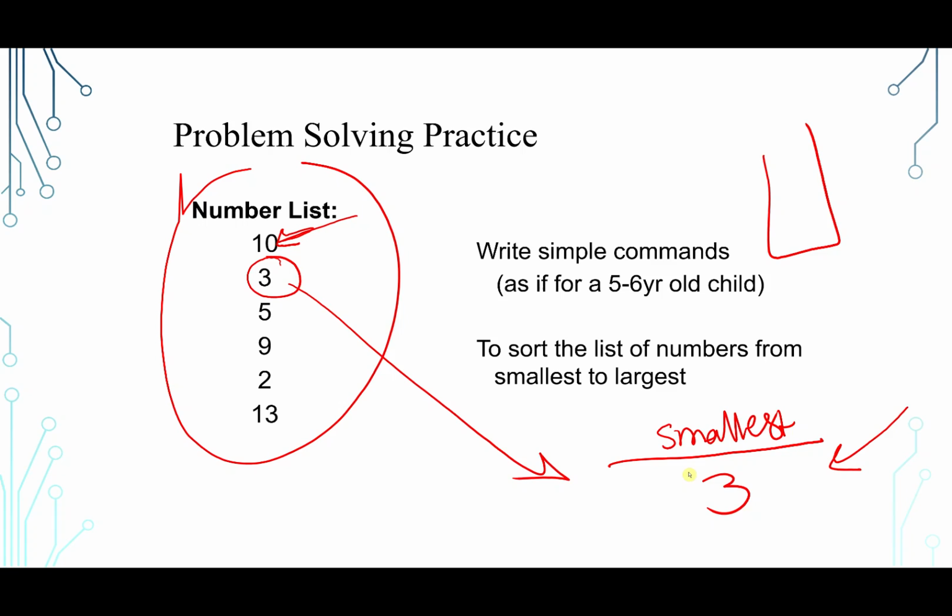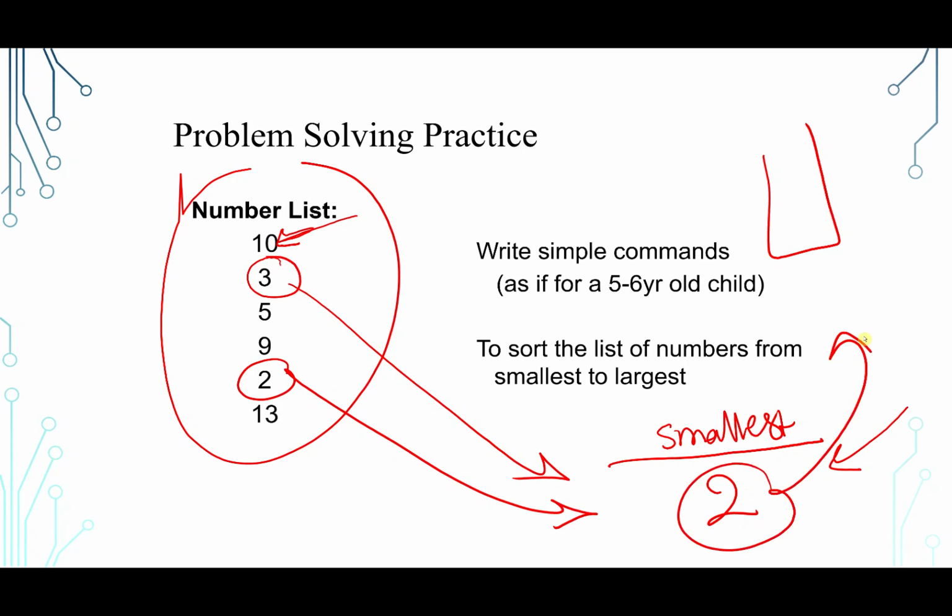Is 3 less than 5? Yes, then keep it and skip the 5. Is 3 less than 9? Yes, keep it and skip the 9. Is 3 less than 2? No. So put the 2 in here, and now we replace the 3 with 2. Is 2 less than 13? Yes. Keep it and skip 13. Do we have any more numbers or any more elements? No, we don't. Okay, so we take the smallest and put it in the new list. So 2.